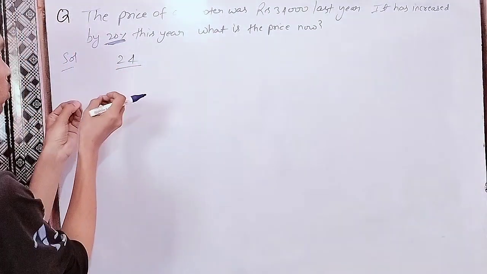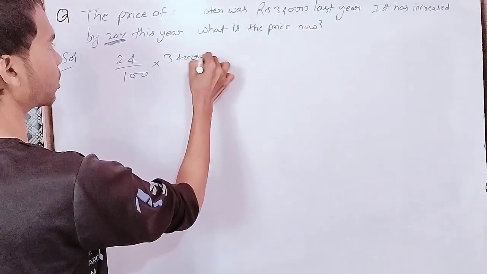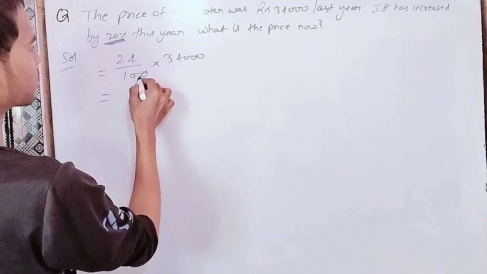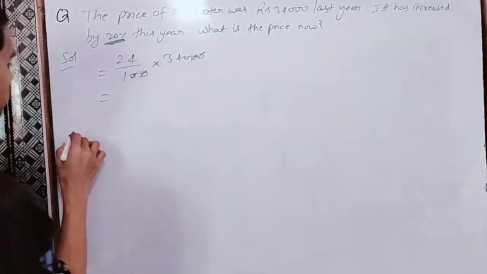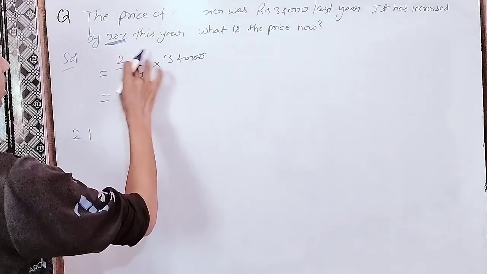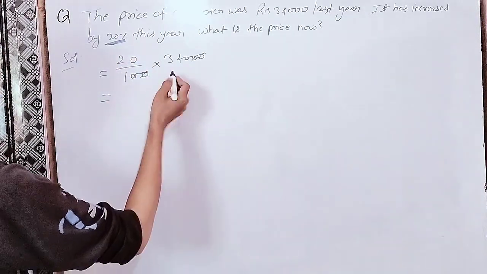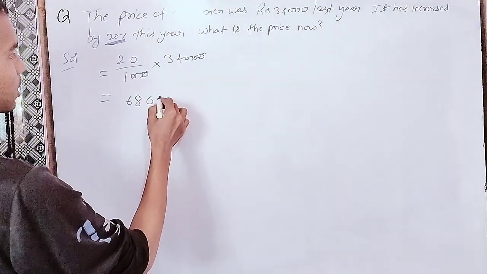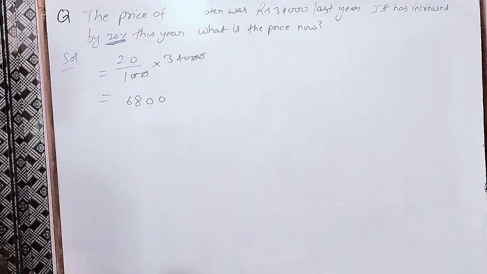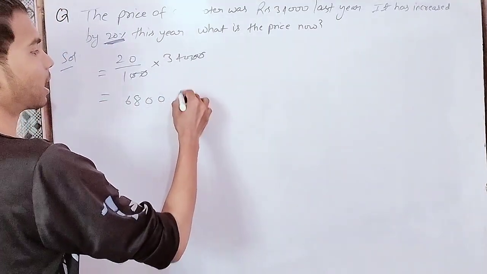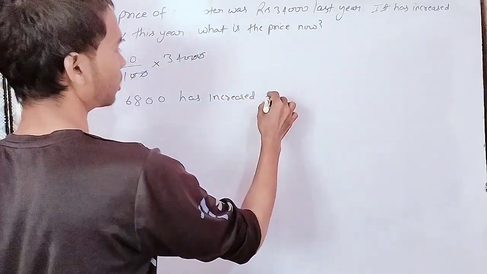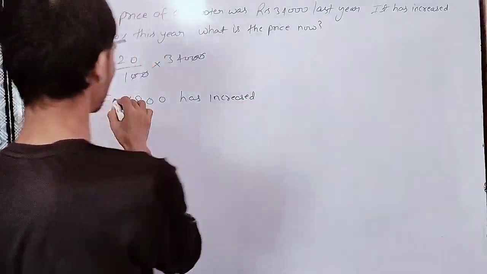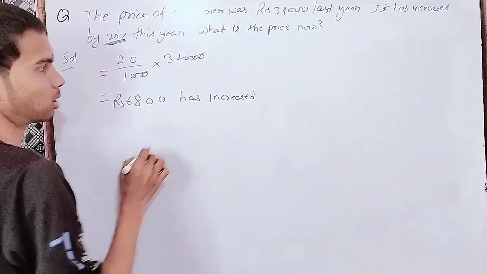First of all, let's solve. Let's begin from here. 20, this is 20. 4 times 2 is 8 and 3 times 6 is 18, giving 6,800. It has increased, this is in rupees.